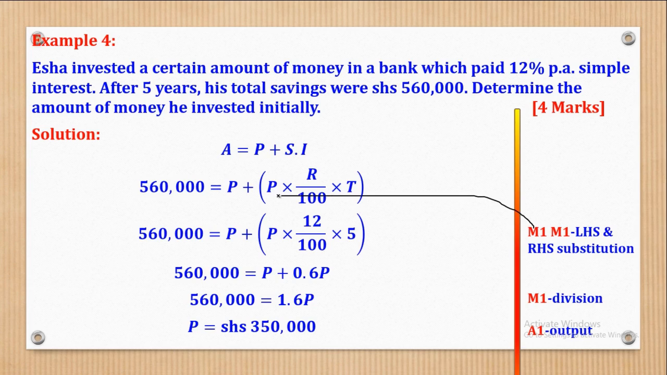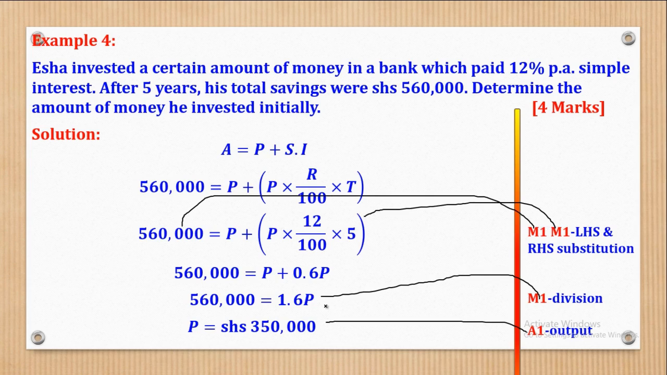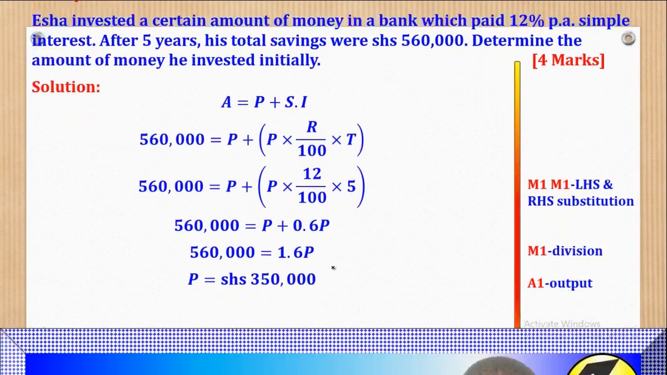So this M1 is for this substitution on the left hand side, another M1 for substitution on the right hand side, M1 for division here, and A1 is for the output. So basically that's how the marks could come about.